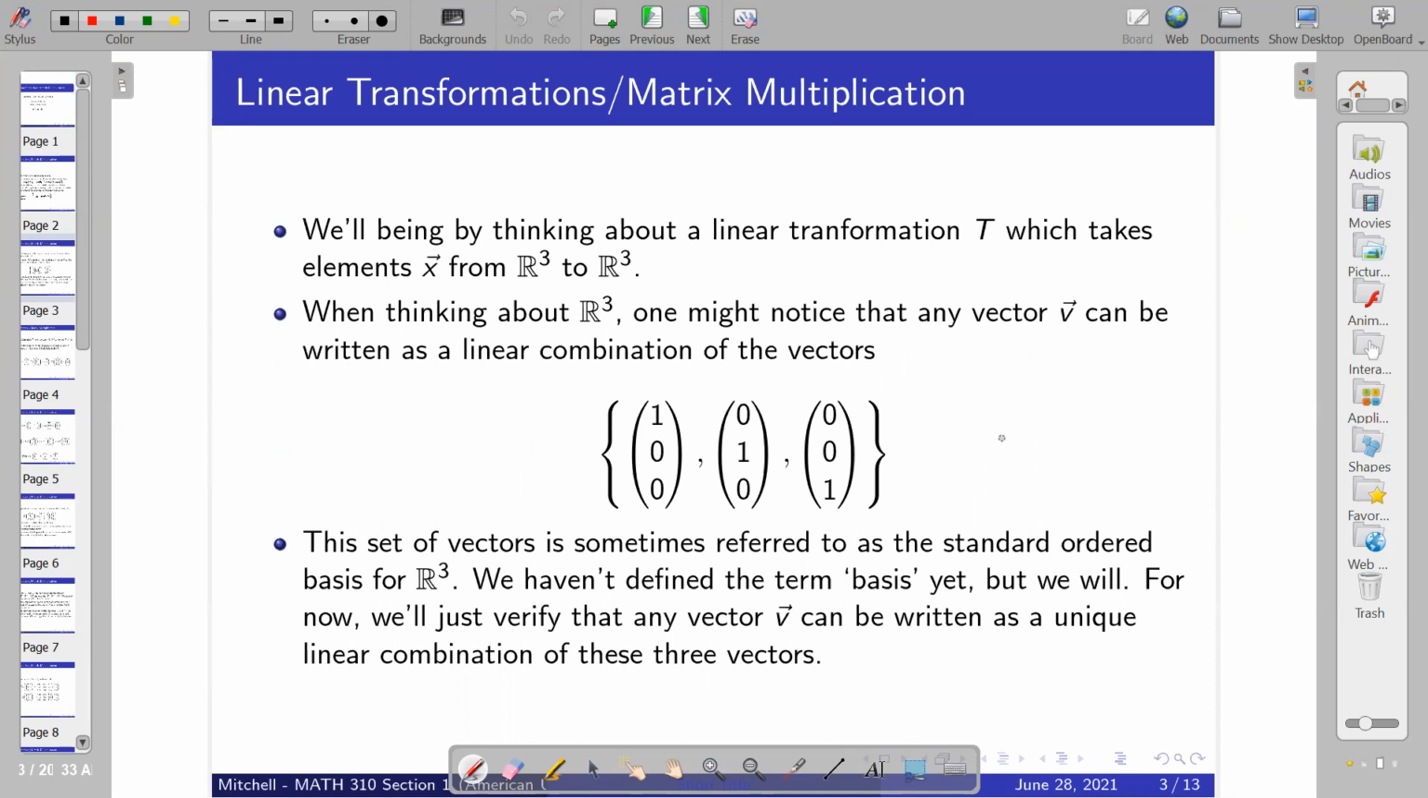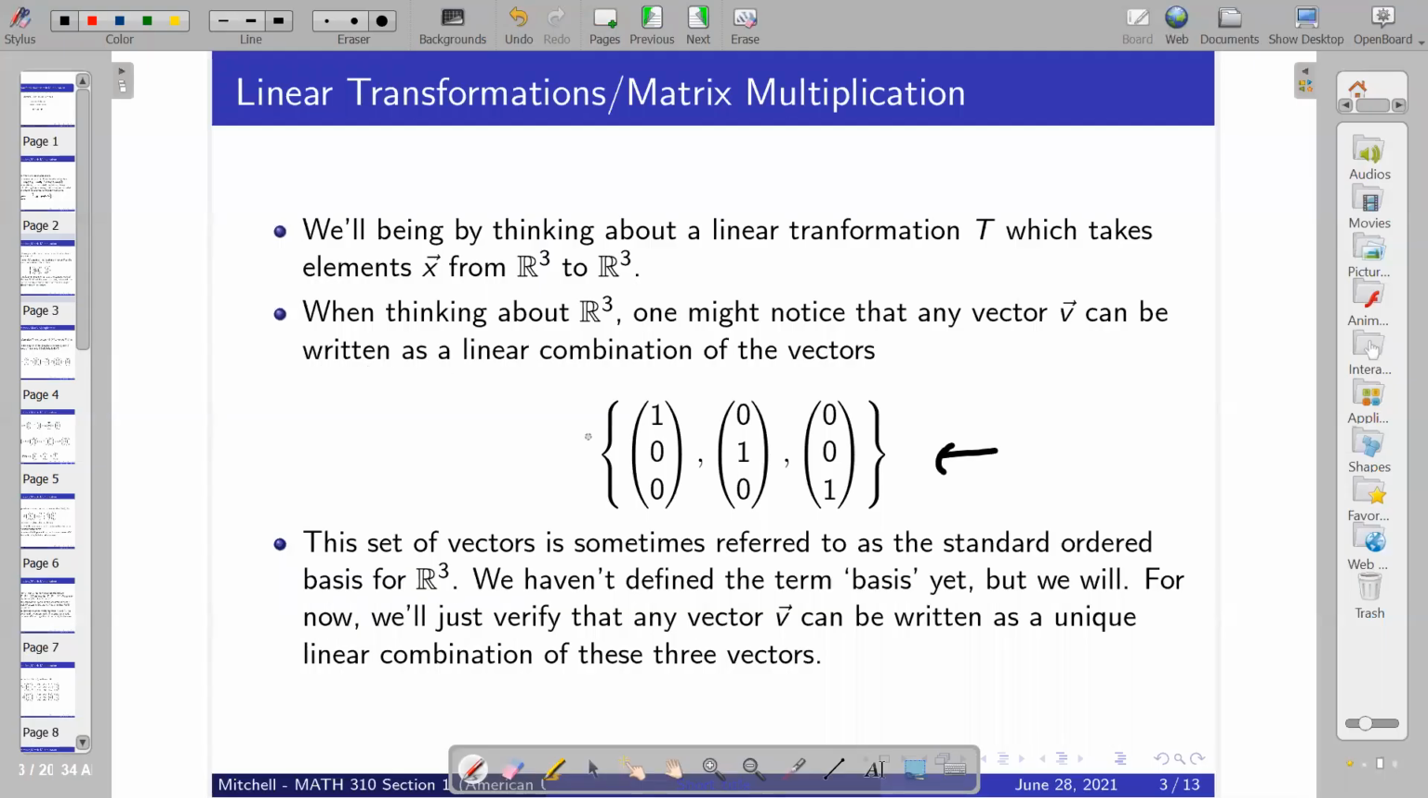When thinking about R3, you might notice that any vector V can be written as a linear combination of these vectors. This is usually a point where I have to stop because we've not really talked very much about linear combinations. We did a problem yesterday involving linear combinations of matrices. What I mean is, if you have those 3 vectors, then for any vector, it's possible to write down a weighted sum of the vectors in that braced list, so that the vector you're talking about is equal to that weighted linear combination. So I feel like I have to actually do that.